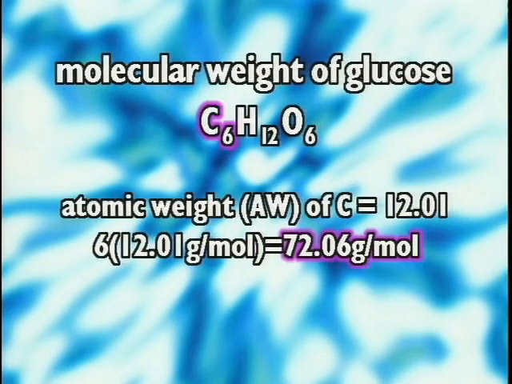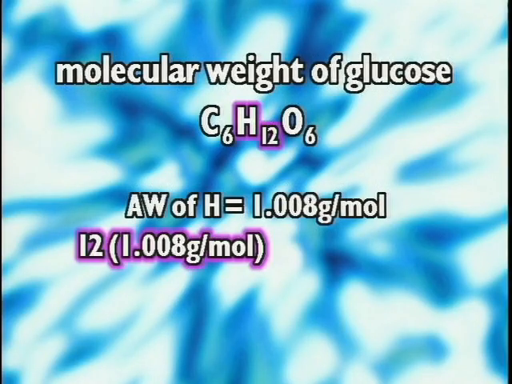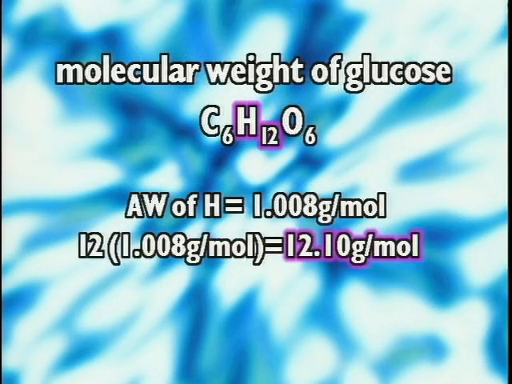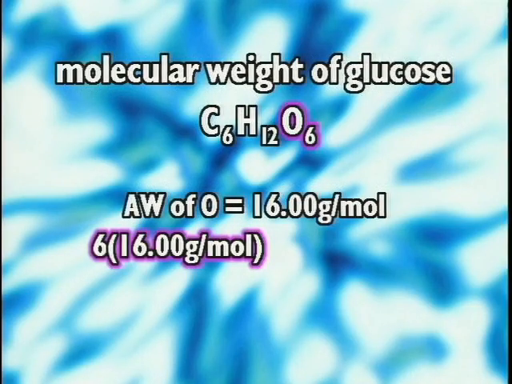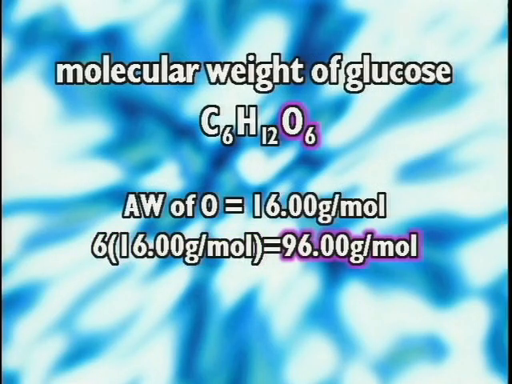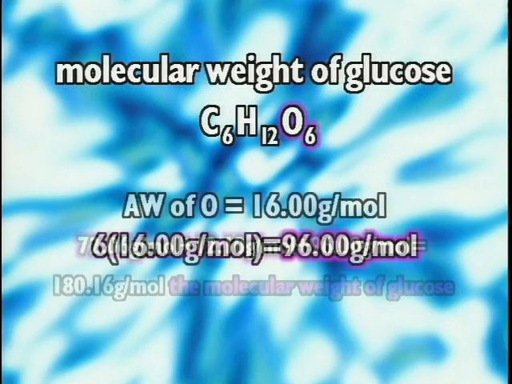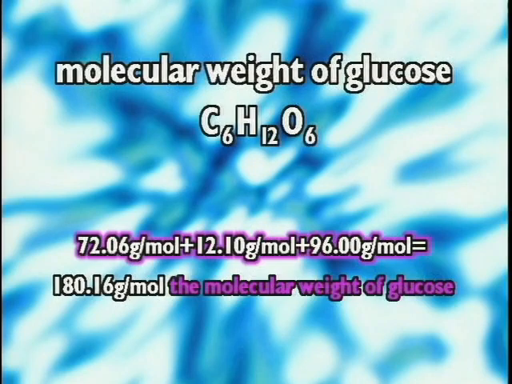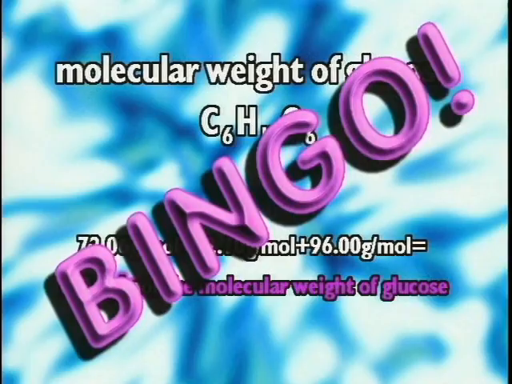72.06 grams per mole. 12 hydrogen atoms times the atomic weight of hydrogen, 1.008 grams per mole, equals 12.10 grams per mole. And 6 oxygen atoms times oxygen's atomic weight, 16.00 grams per mole, equals 96.00 grams per mole. Add those 3 products together, and we get the molecular weight of glucose, 180.16 grams per mole. For our calculations, we'll round our answer to 180.2. Bingo! Now let's find the percent composition of glucose.